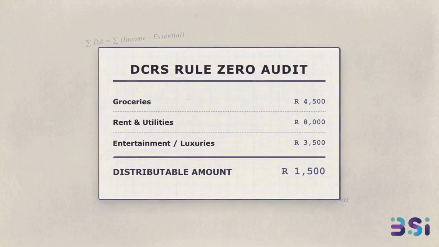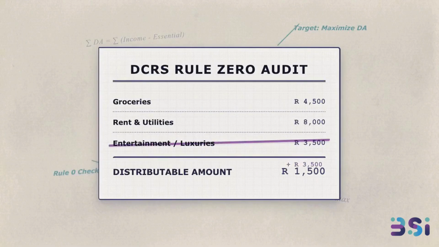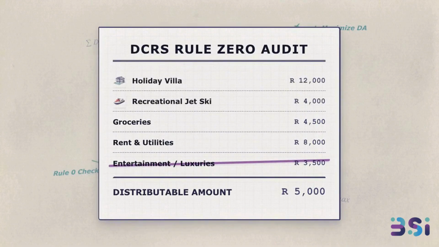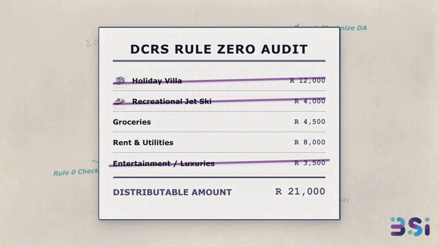This budget table demonstrates the core affordability framework you use to audit the assessment. The industry refers to this as DCRS Rule 0. Rule 0 legally demands that the consumer make necessary aggressive lifestyle sacrifices. You must verify that the debt counselor has slashed non-essential entertainment and luxury spending to free up capital to repay creditors. This requirement extends to physical assets.